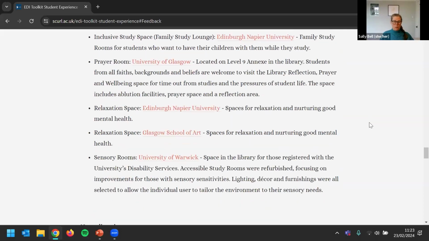So this section in student experience has some lovely examples of how various libraries have built in inclusive study spaces, relaxation spaces. The University of Warwick have a sensory room, thinking about people who have sensory sensitivities. It's about lighting and decor and furnishing. And I think having these all in one place can give you a really nice perspective on your physical library space and, you know, ideas for what you might want to bring in there.